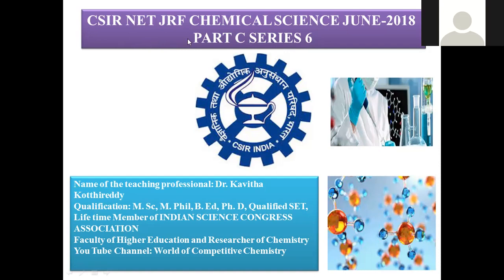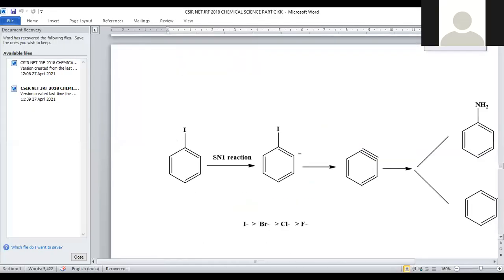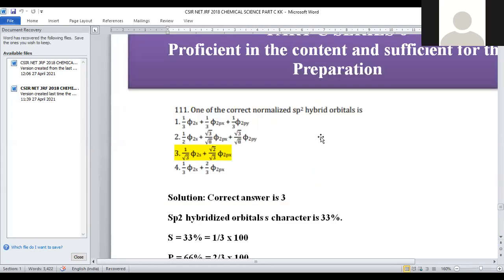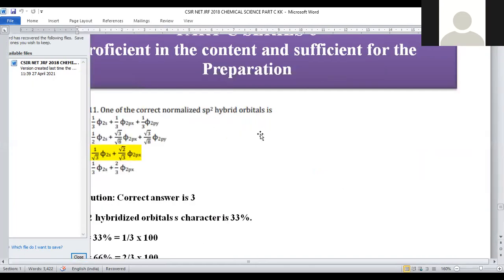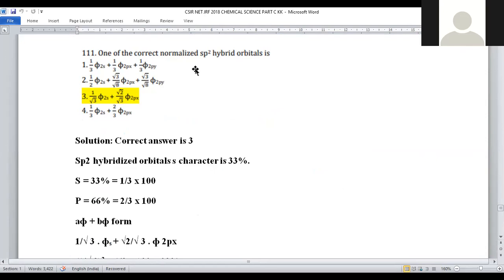Let us enter into our actual concept. So let us go with question number 111. One of the correct normalized sp2 hybridized orbitals is, here 4 options are provided to us. We have to predict the sp2 hybridized normalized equation. So whenever an sp2 hybridized orbital is considered, s percentage will be 33, where p contribution will be 66%.